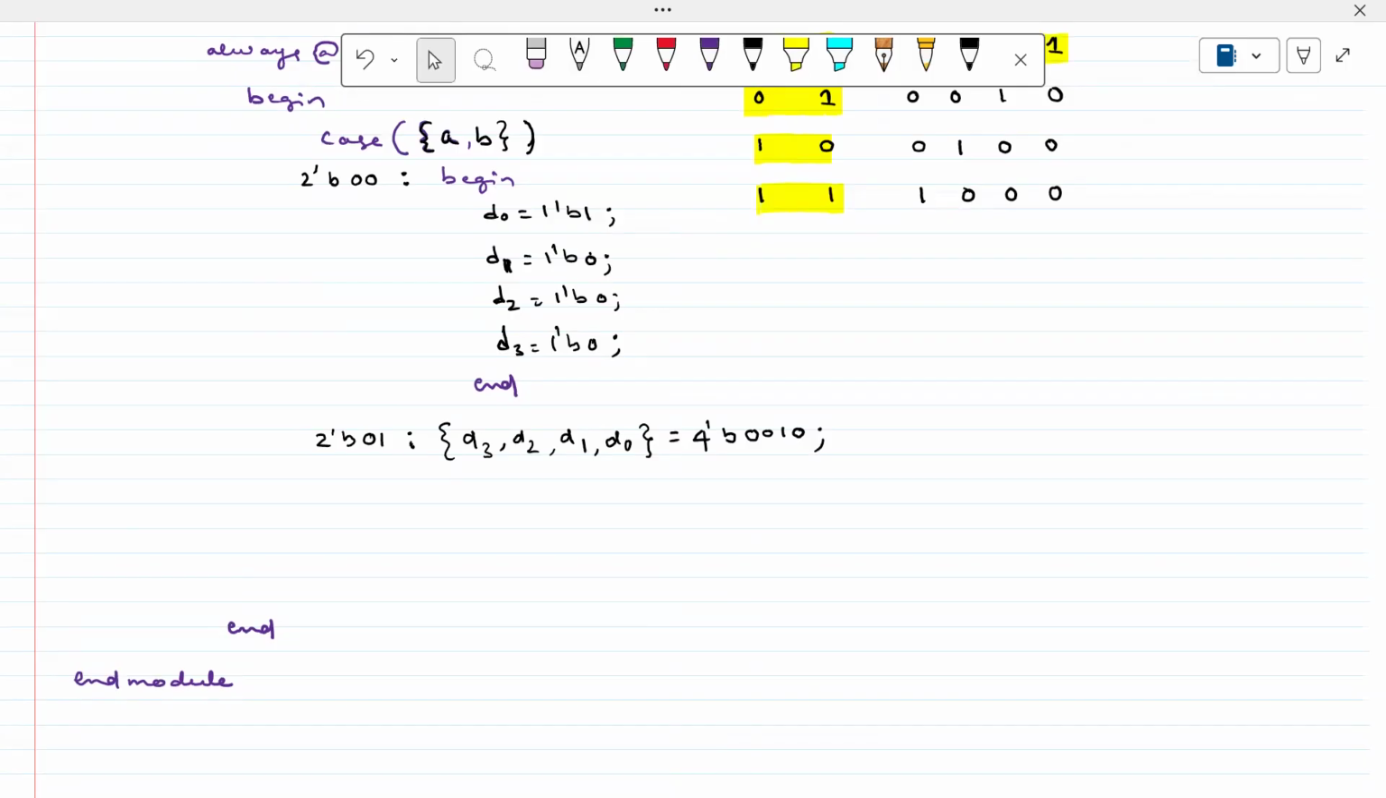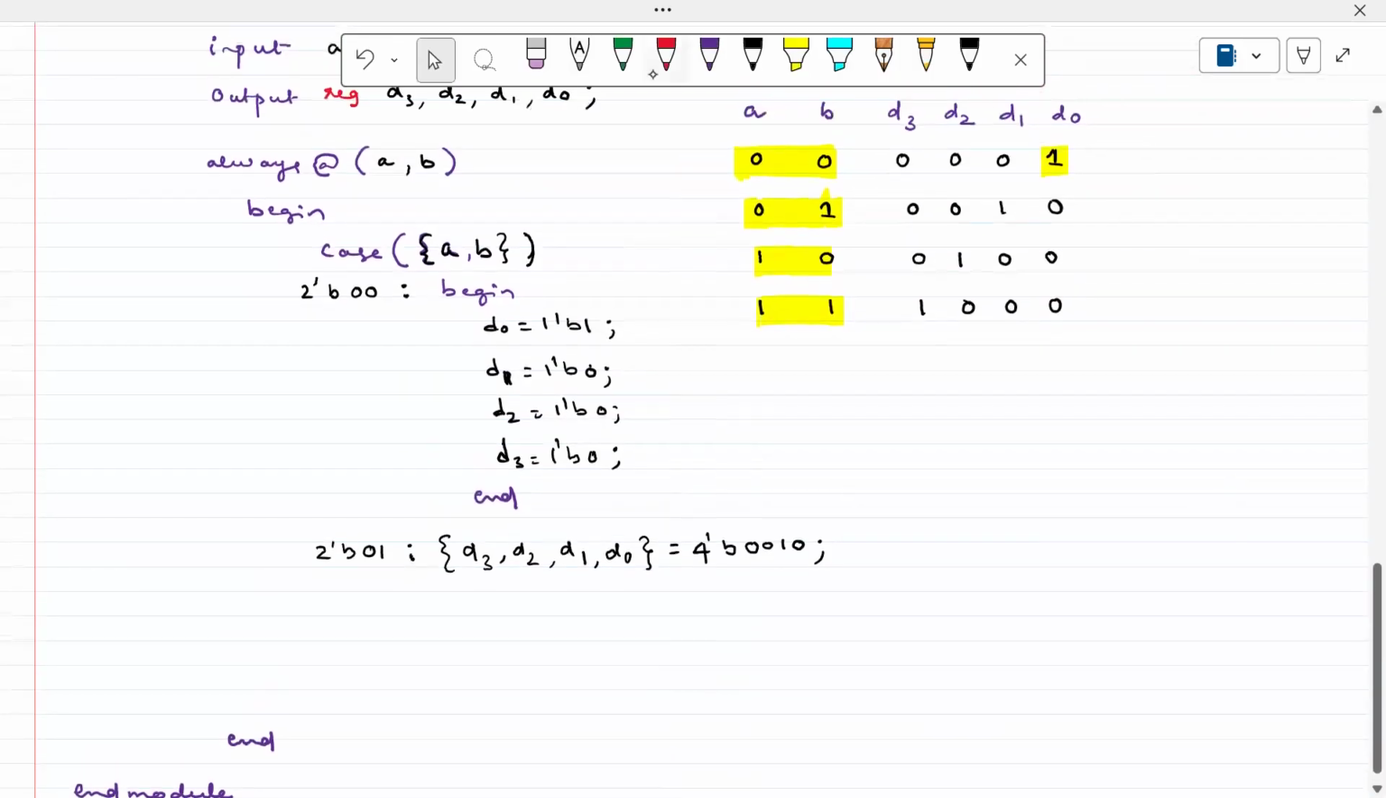Whatever the equation is, whatever the truth table contents are, only the truth table contents I have placed here. If 0, 0, and this should be 1, 0, 0, 0. Next, instead of writing these four statements with begin and end keywords, I can write just a single line statement with the help of concatenation. That's the advantage of using concatenation.